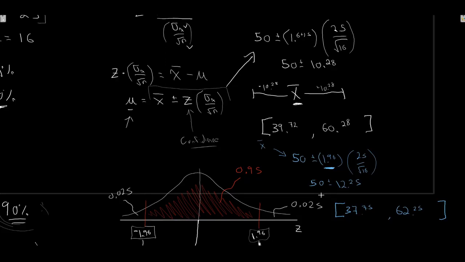19 out of 20 times I would pull out a sample, 95% of the time I'd pull out a sample such that this covers the true population mean somewhere within that band. So that's our confidence interval. That's the idea behind it, this level of fuzz or uncertainty.